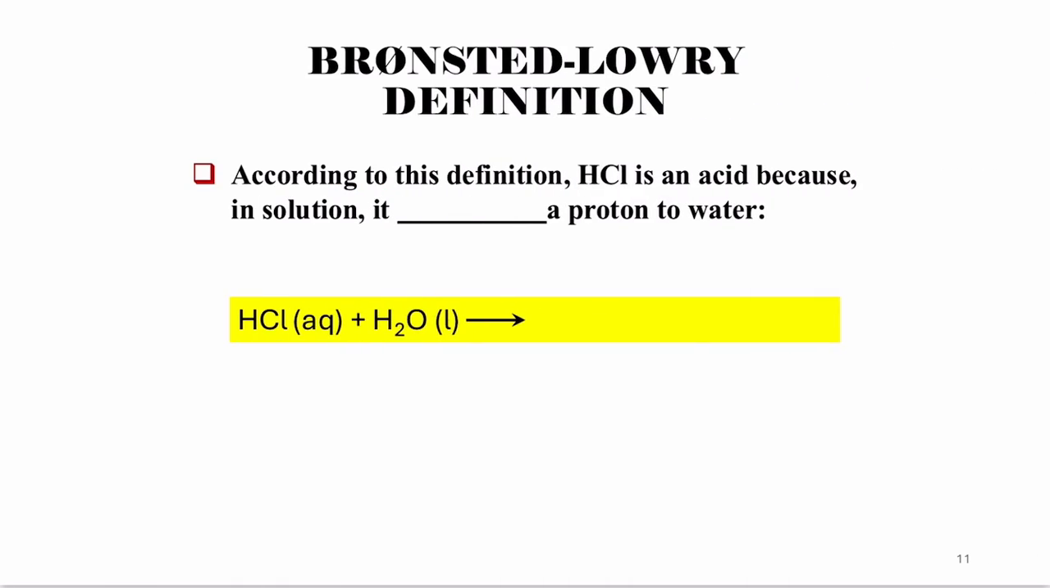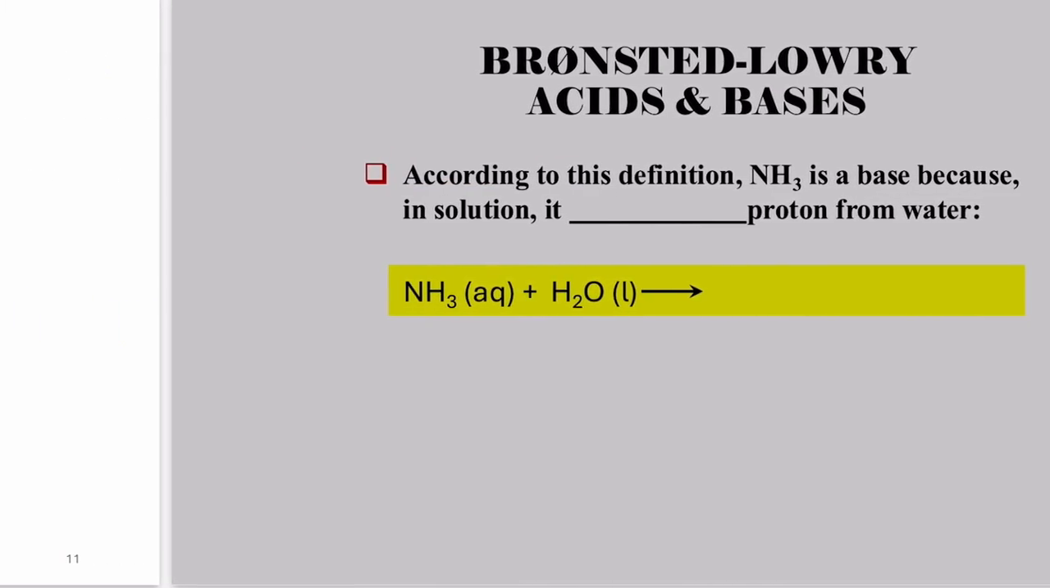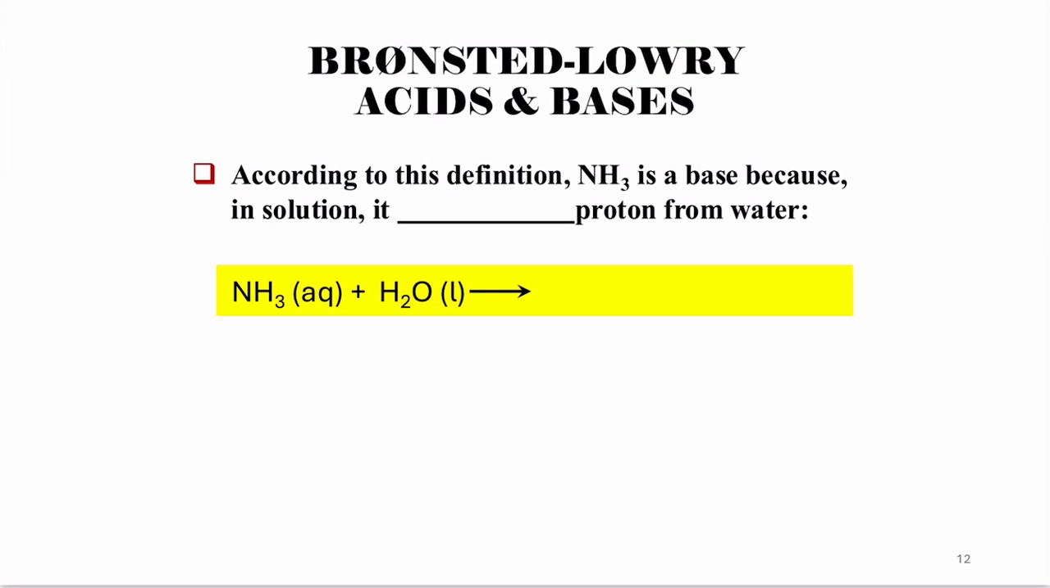And so, according to this definition, hydrochloric acid is an acid because it donates a proton to water. Right, so HCl is then going to go to H3O plus Cl minus, right? It donates the proton to the water molecule, right? Because water has the lone pairs and can pick up that proton. And then ammonia is considered a base in this context because it accepts a proton from water. It becomes NH4 plus, and then the water molecule is just left as a hydroxide ion.